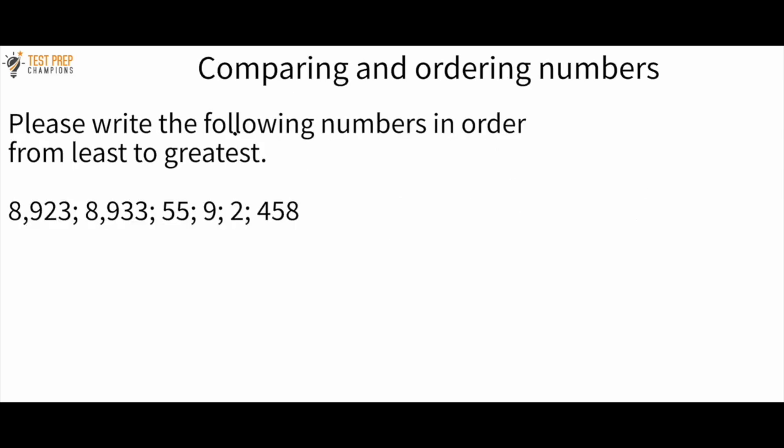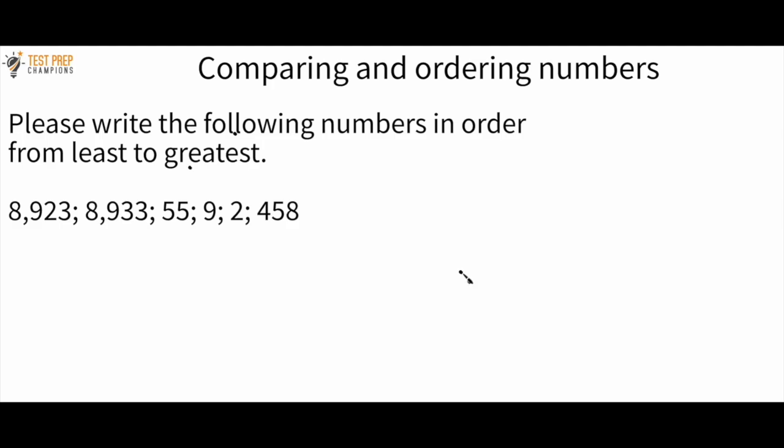So the next question says, please write the following numbers in order from least to greatest. And the numbers are 8,923, 8,933, 55, 9, 2, and 458. So now's your chance if you'd like to pause the video, try to figure this out, take all the time you need, and whenever you're ready, we'll go over the answer.